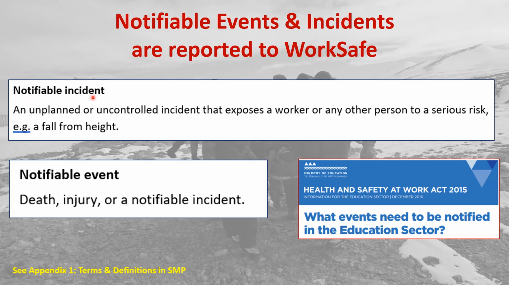So notifiable incident, which they define as an unplanned or uncontrolled incident that exposes a worker or any other person to a serious risk, like a fall from heights. So that's when something's actually happened. A notifiable event is death, injury, or a notifiable incident. So that's the more generic term. Notifiable event and notifiable incident is a bit more specific about something that has happened.